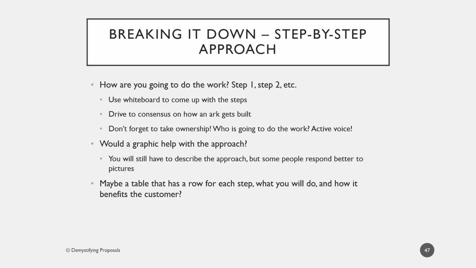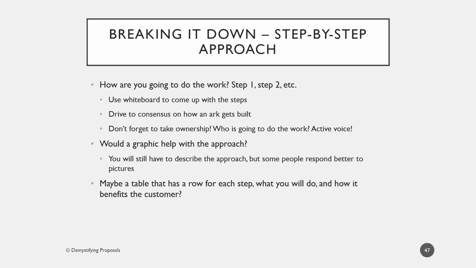So when you're writing your approach, how are you actually going to do the work? What's the first step? What's the second step? Think about using a whiteboard to come up with the steps and then drive to consensus on how an ark gets built. If you're developing a technical approach, usually there's more than one person writing the technical approach, and all of you have to be in step with each other. So each of the statement of work tasks has to be aligned. So you might need to drive to some consensus to make sure that everybody understands the whole process beginning to end.